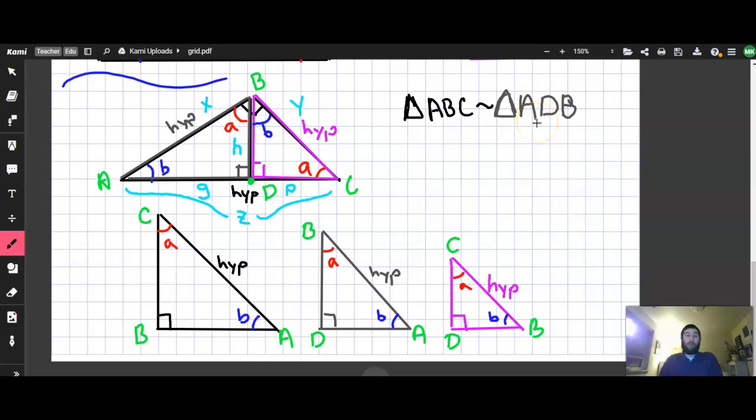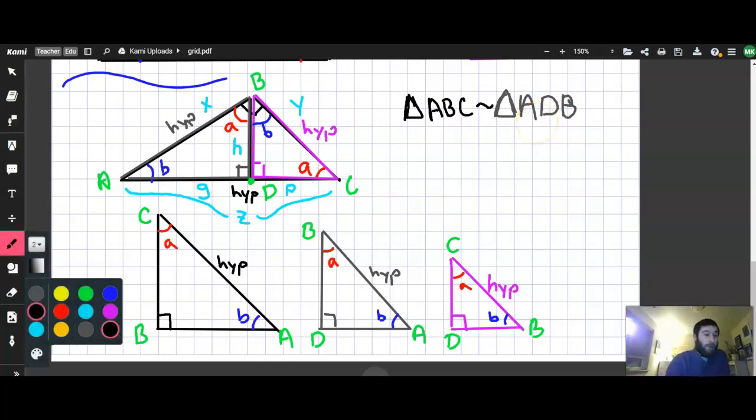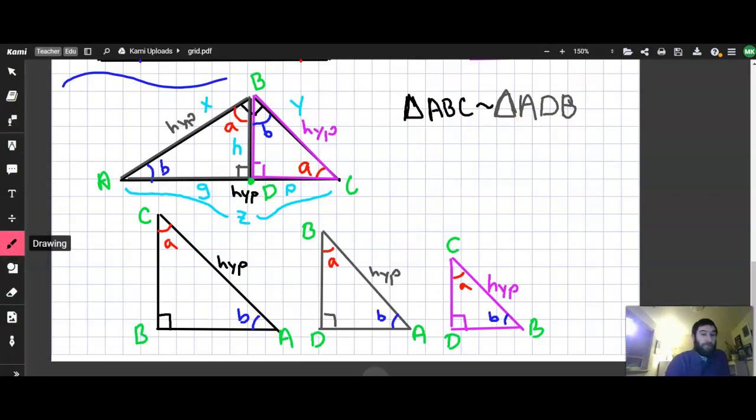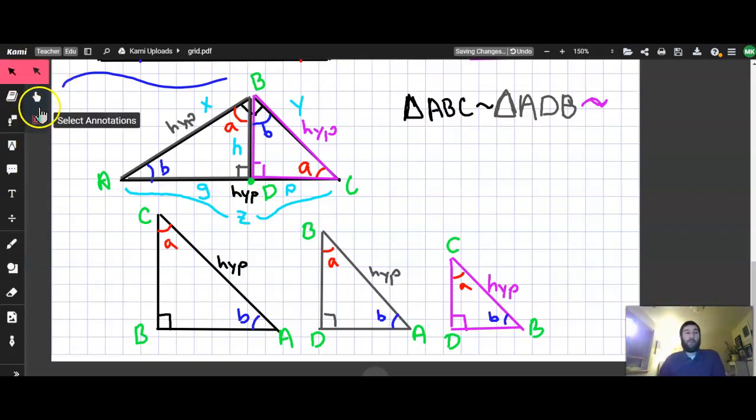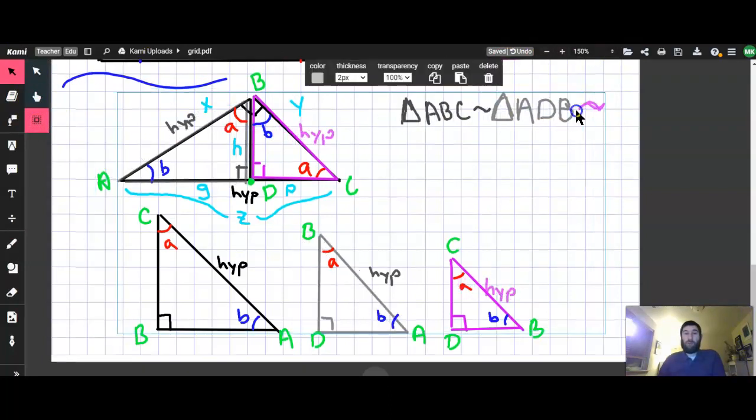So, last one, the purple one. Ran out of room though. Let's go ahead and make some more space there. I'm going to need you to scoot.